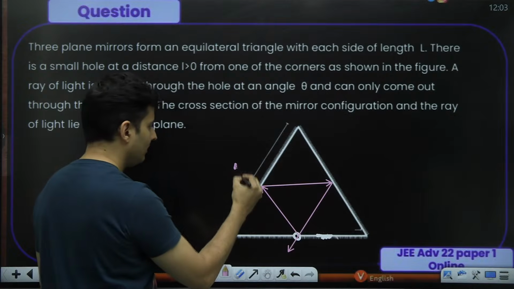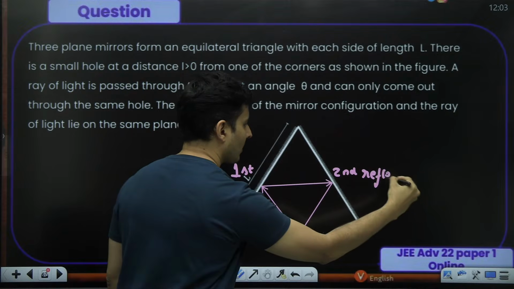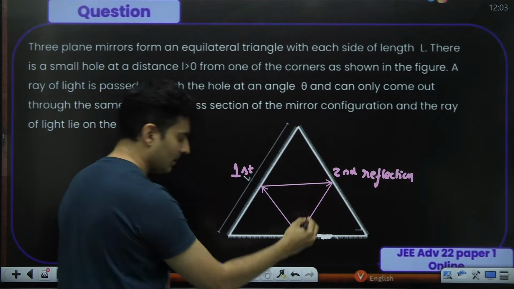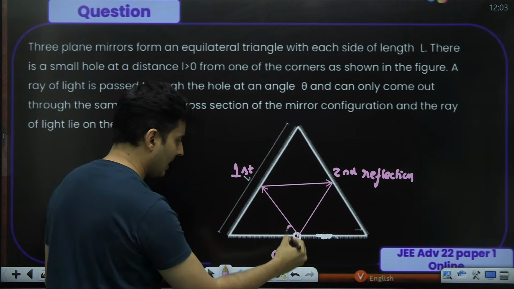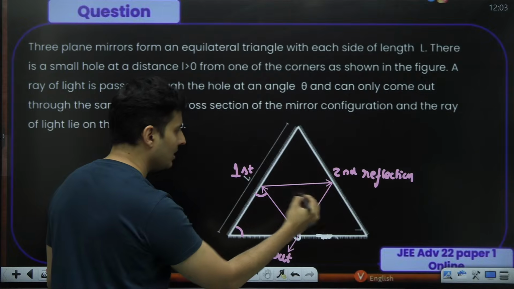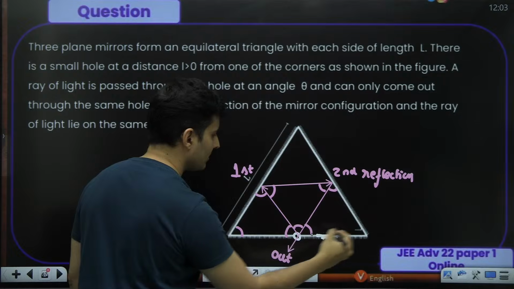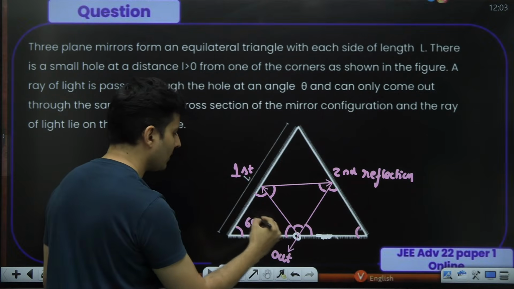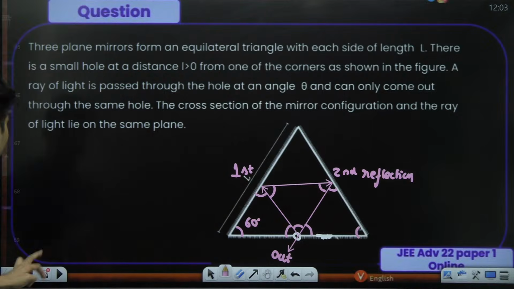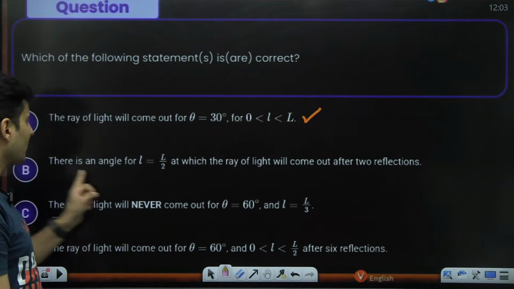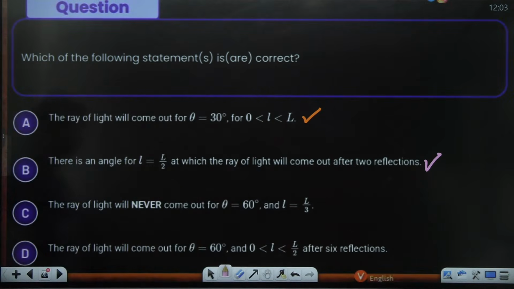So this is the first reflection. This is the second reflection. And that's it. After the second one, it is directly able to come out. And when this is happening, all these angles are, by the way, equal. This is 60, this is 60, this is 60. All the angles are congruent. All 3 equilateral triangles are formed. So this is also possible. So definitely I can say there is an angle for which this happens, and yes, it is definitely happening.